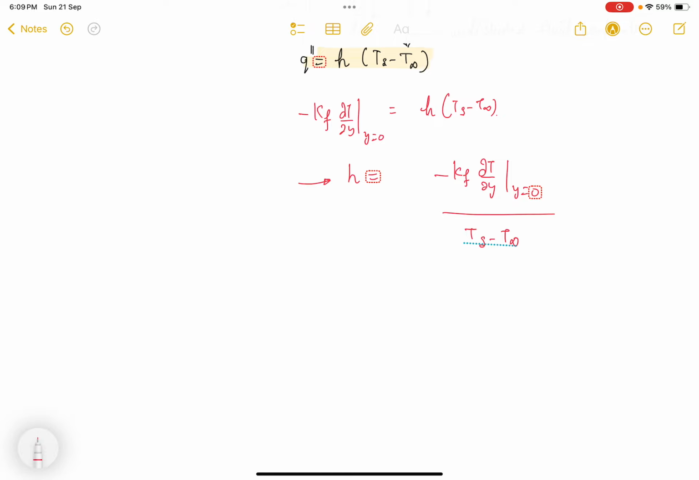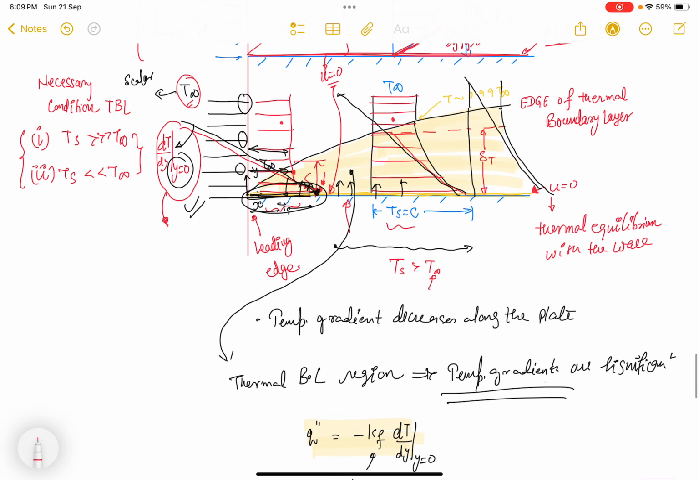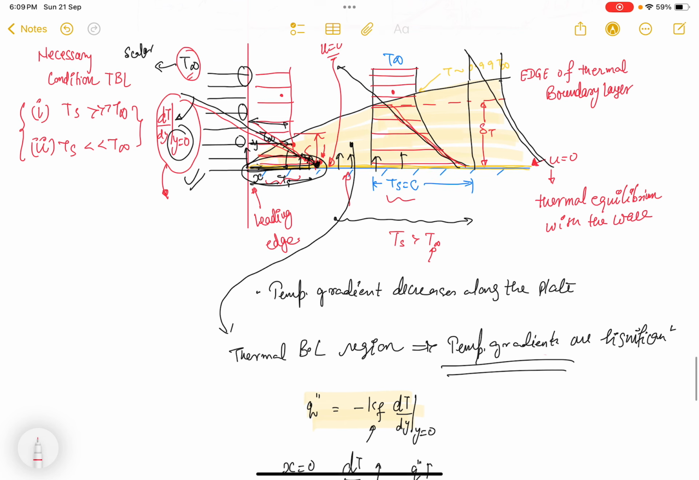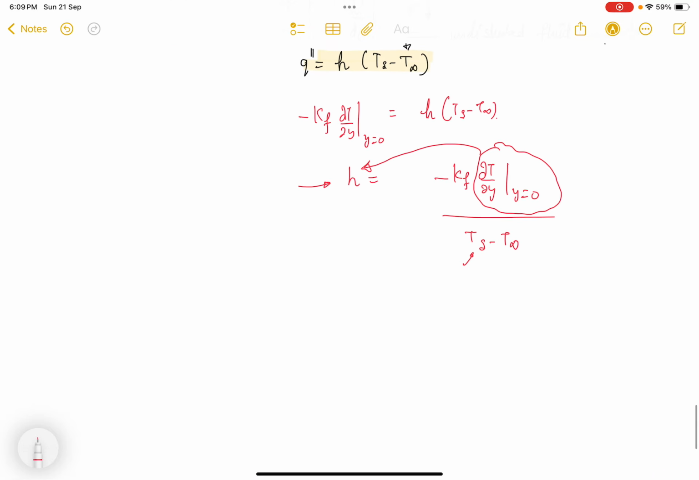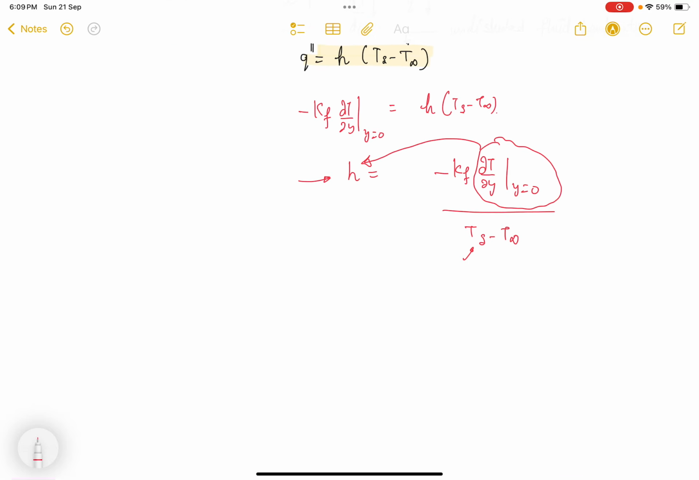Because Ts is constant for constant surface temperature boundary condition, but this gradient is changing at every x. Because of that, its effect will be reflected in the h also, because we can see here that the temperature gradient is different here than here, right? So as a result, heat transfer coefficient will also be changing, right? So as temperature gradient is highest at x equal to 0, the heat transfer coefficient will also be highest at that point.